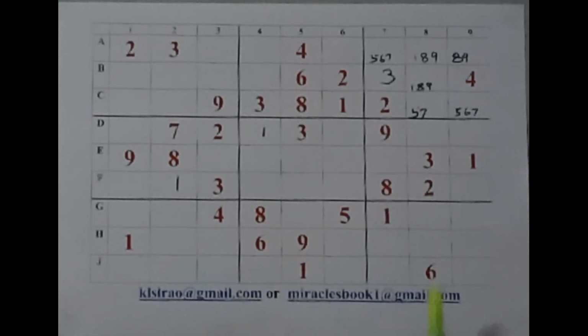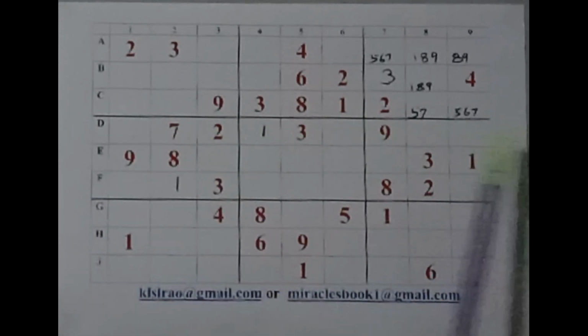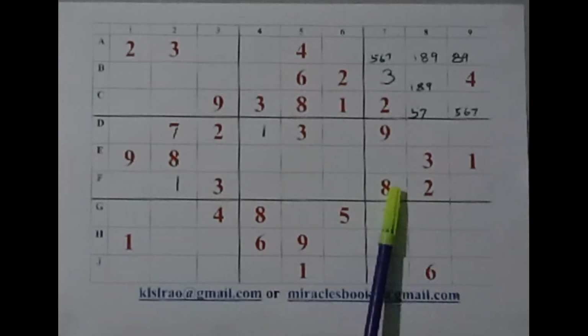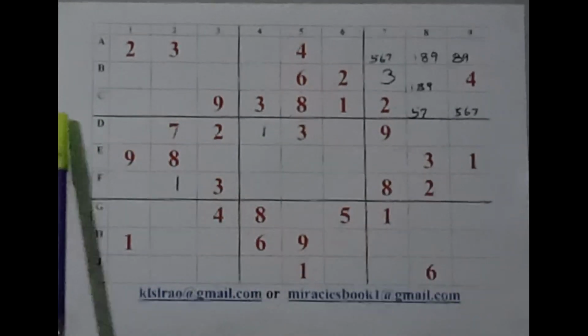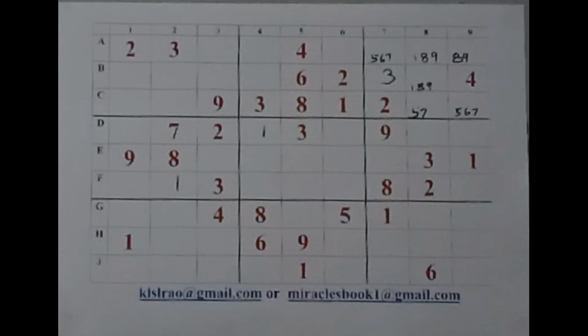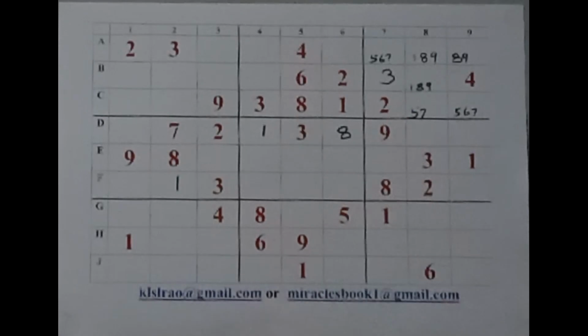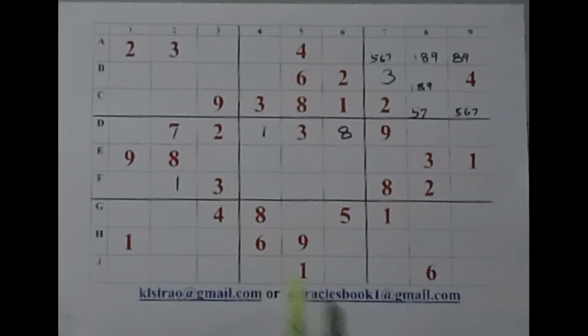Now look at this row D. This 8 here cannot be repeated here. This 8 prevents repeating here. That means in row D, the only place for number 8 is this. Okay, now what else shall we do?